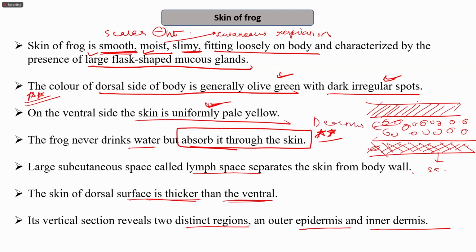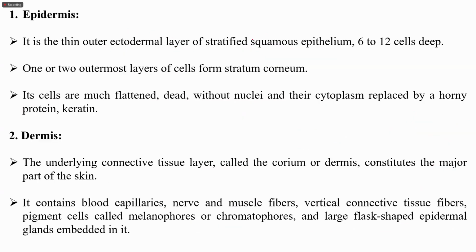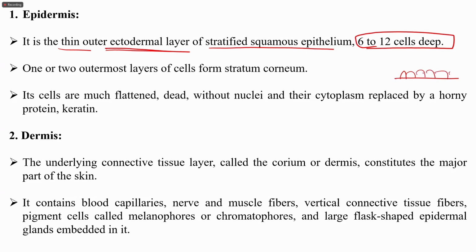The outer one is epidermis. So skin is divided mainly into two distinct regions, outer epidermis and inner dermis. If I talk about the characteristics of epidermis, it is a thin outer ectodermal layer of stratified squamous epithelium, which is 6 to 12 cells deep. We know that stratified means making a layer.